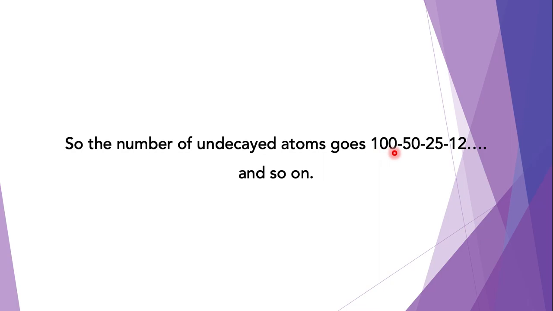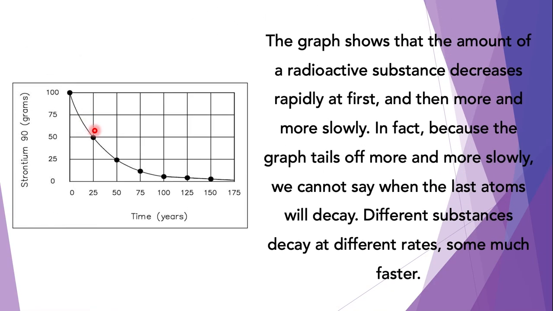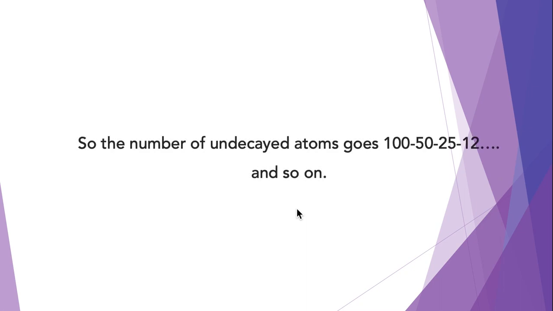So when we take this information and make a graph out of it, you will see that the graph is steeper at the beginning, but then it becomes slack, and the graph tails off more and more slowly because half of the atoms keep on decaying. So it's never the entire pack of atoms. It is always half the atoms that decay in 1 half-life. So the number of undecayed atoms goes from 100 to 50 to 25 to 12 and so on. It is because radioactive atoms decay in a random fashion that we get this pattern of decay.